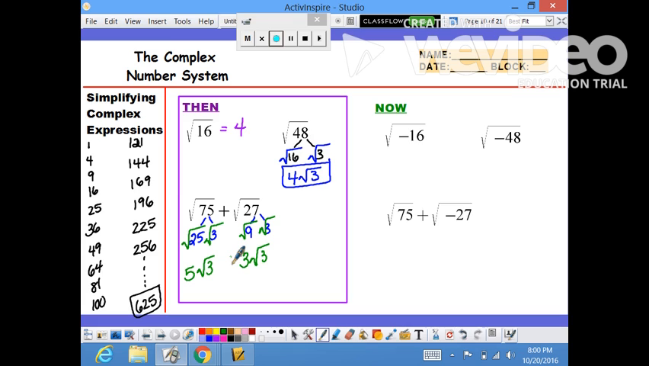Now that we have simplified both radical expressions, we want to bring down this plus sign so that we can perform our indicated operation. Because we have like terms, such as the square root of 3, we know that our answers are going to have the square root of 3. With that being said, we just need to perform the operation between the coefficients. So 5 plus 3 gives you 8, and your answer is 8 times the square root of 3.